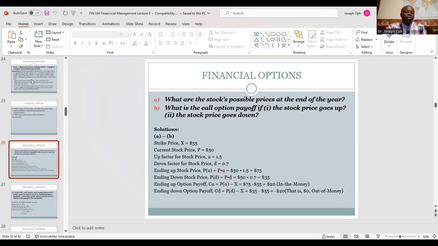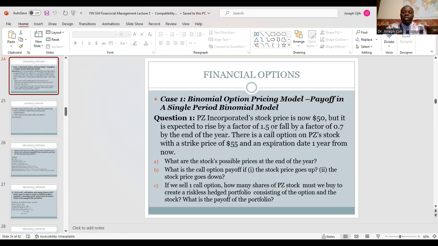Now, to be able to do this, we need to put the information that we have into the formula. So we are not doing the formula part now. You can either use a calculator to do it, but I recommend Excel because it makes our life easy. So I'm going to put this into Excel, and then we will be able to answer parts A and B. Before we go there, remember that the stock price now is $50, and the strike price, that is the exercise price, is $55. So I'm going to take you there.